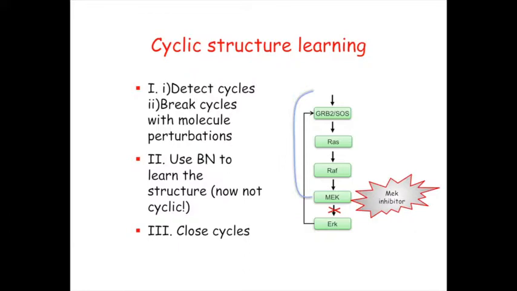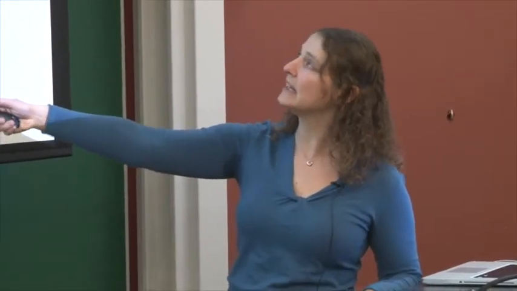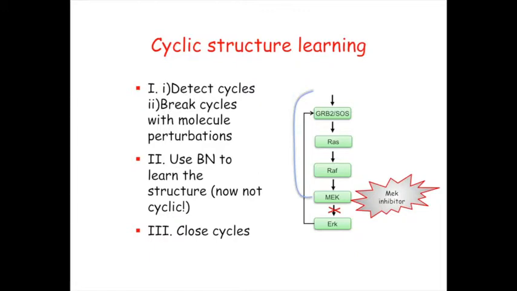I won't get into how we close it, but you can talk to me afterwards if you're interested. It's basically with a conditional probability test. So here's a MEK inhibitor. It blocks MEK activity. Now the graph that we learn is going to look like this. And then we just need to close the cycle. So that's the sketch of the algorithm.